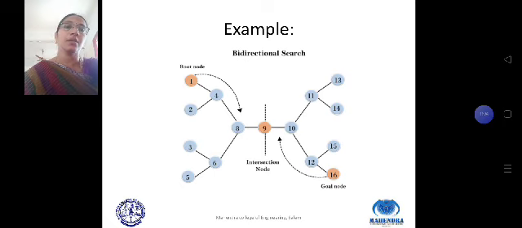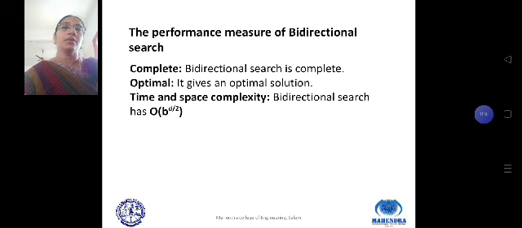So here is the example of bidirectional search. From the root node to the goal node, the intersection node is 9. The performance measures of bidirectional search: it is complete, and it is also optimal, giving an optimal solution. Time and space complexity of bidirectional search is O of B to the power D divided by 2, B for branching factor and D for depth.